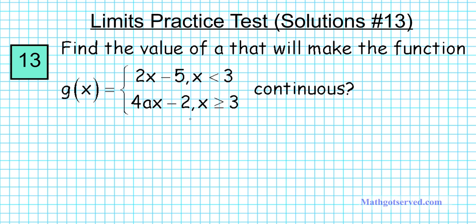Let's take a look at question 13. We're to find the value of a that will make the function g of x equals 2x minus 5 when x is less than 3, and 4ax minus 2 when x is greater than or equal to 3 continuous. Okay, so what you want to note here in this piecewise defined function is that 4ax minus 2 includes the point x equals 3 and any value that is greater than 3.